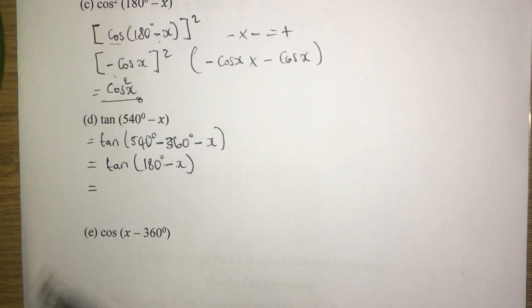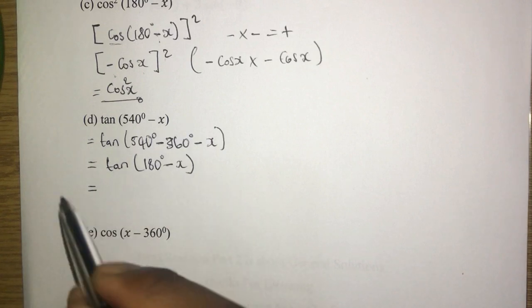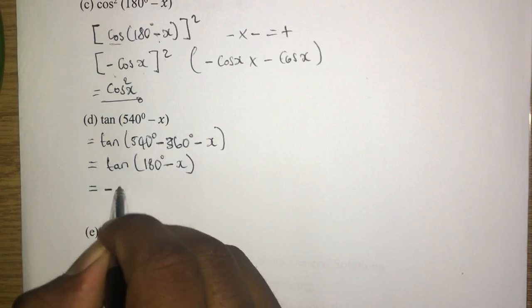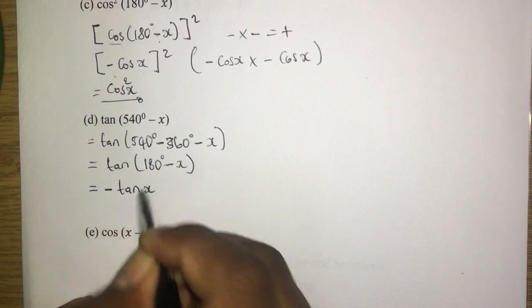Tan(180 minus x). Which quadrant? 180 minus x is less than 180, so this is the second quadrant. Which trig ratio is positive in the second quadrant? Sine. Then cos is negative, which means tan is negative. So we put the negative sign there, and 180 does not cause an effect to tan. Then we'll have tan x.